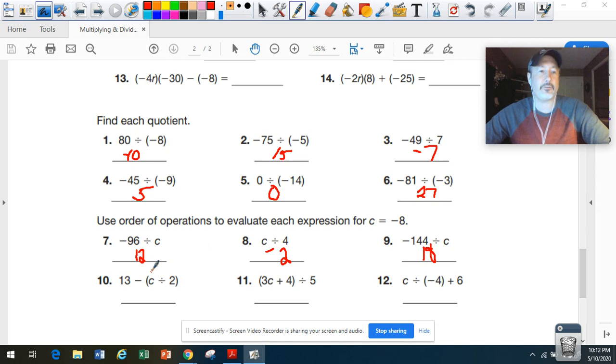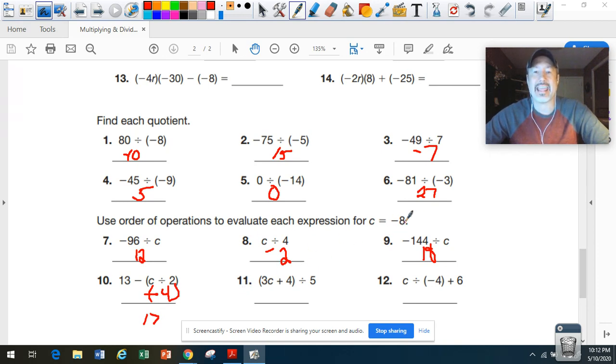So negative 8 for C. Negative 8 divided by 2 is negative 4. So I have here 13 minus negative 4. Those two negatives together become a positive. 13 plus 4 is 17. Very good. Okay, here we go.